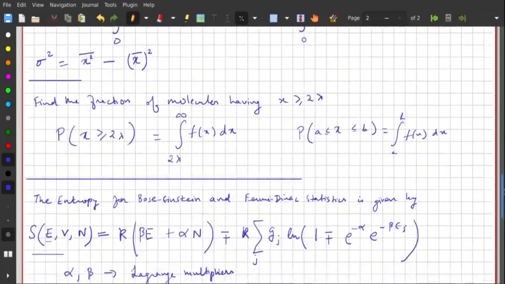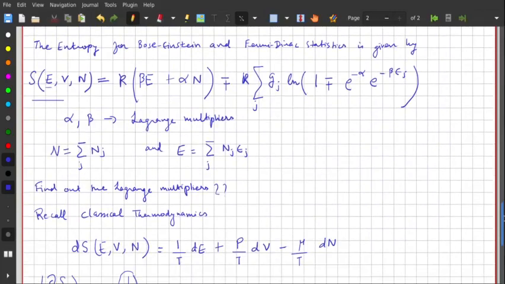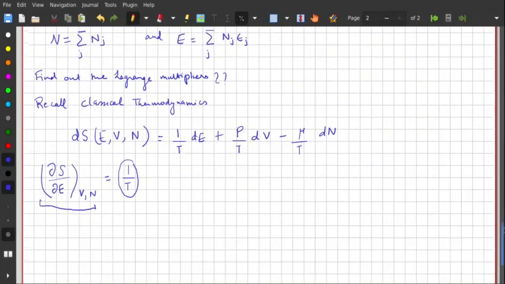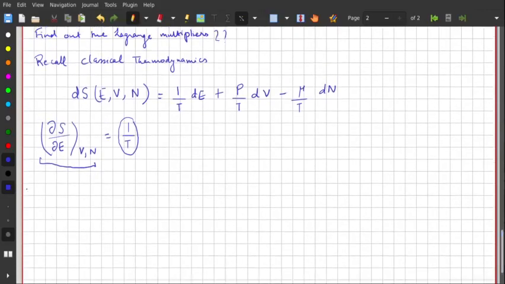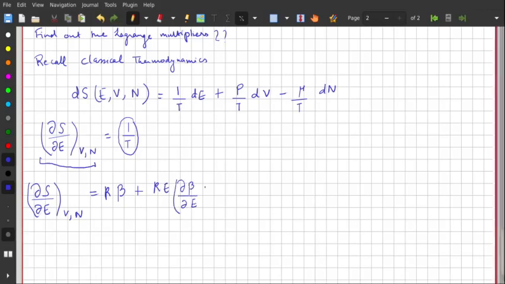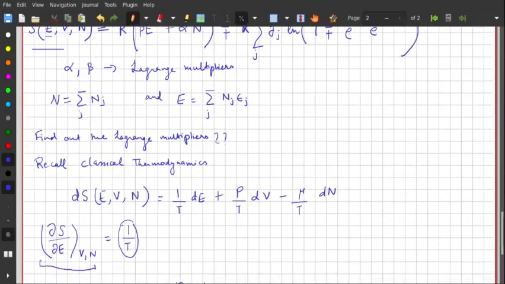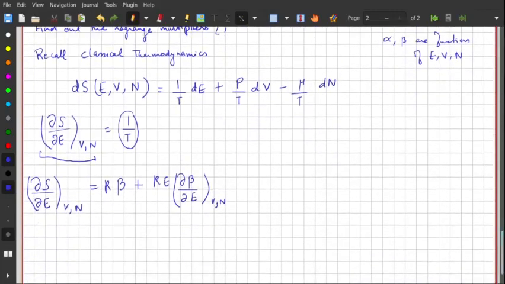Given this entropy S of E, V, N, we can compute the partial derivative of the entropy with respect to the total energy at constant V and N. If we do that, partial S partial E at constant V and N is equal to k beta plus k E partial beta partial E. One very important thing to keep in mind is that the Lagrange multipliers alpha and beta are themselves functions of E, V, N. So when we are differentiating with respect to E, we need to differentiate the Lagrange multipliers themselves with respect to E, keeping V and N constant.